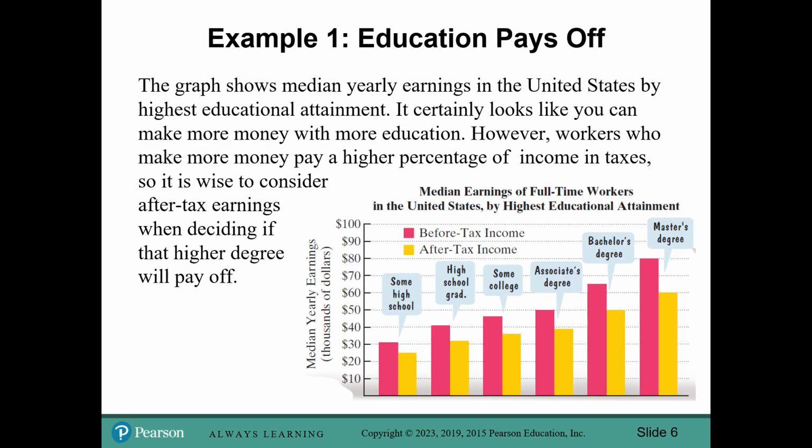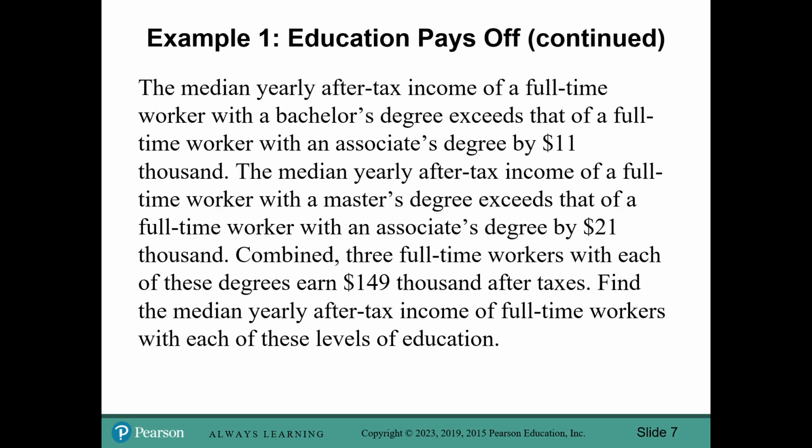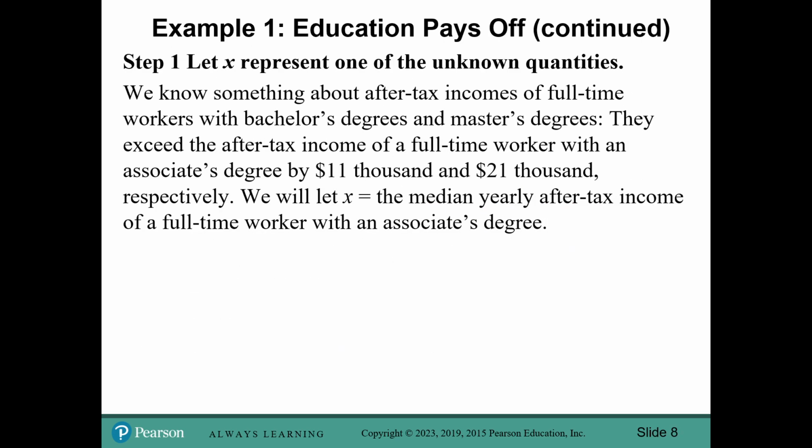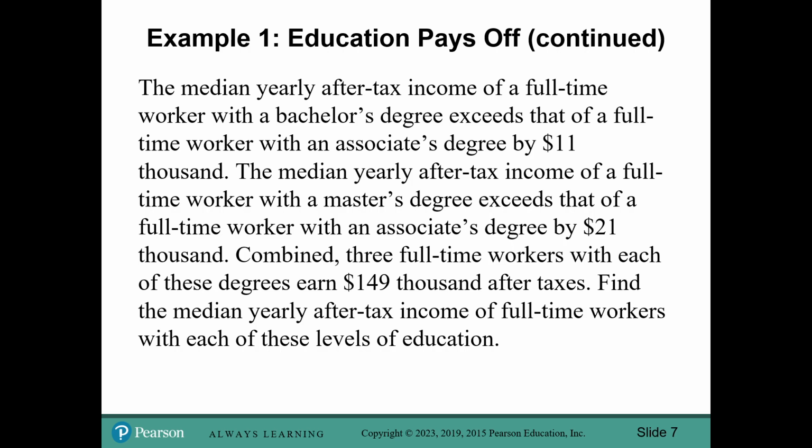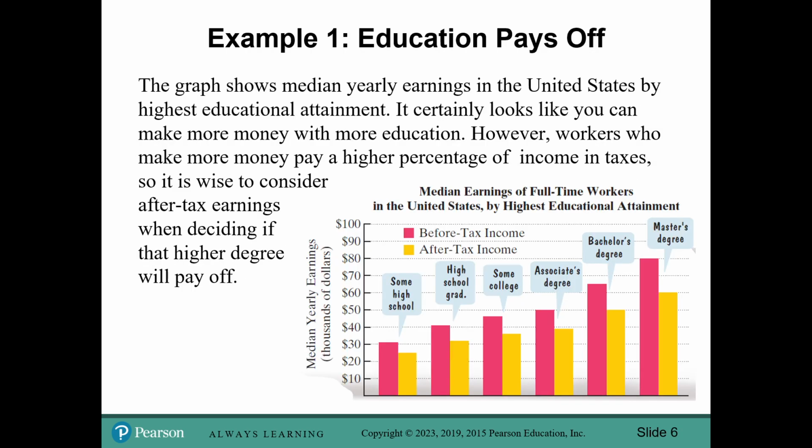I'm going to go back a little bit. So the x we said was the after-tax income of an associate's degree. The associate's degree, if we're looking at it here, is right here after tax in the orange column, right? And then we said the bachelor's degree we have determined is 11 higher than the associate's degree.